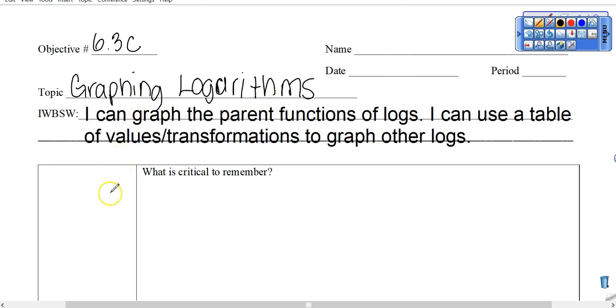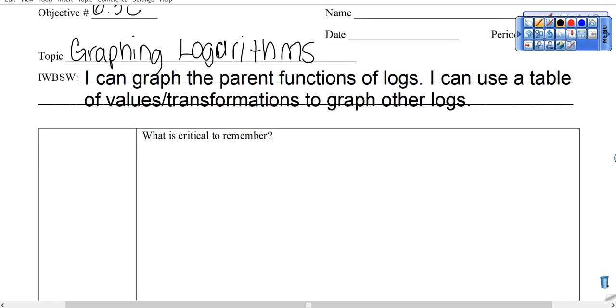And your instructional objective today: you will be successful. You can measure your success if you can graph a parent function of a log, and then you can use either a table of values or transformations to graph other logs. I am going to challenge you to use your transformations when it comes to graphing logarithms.